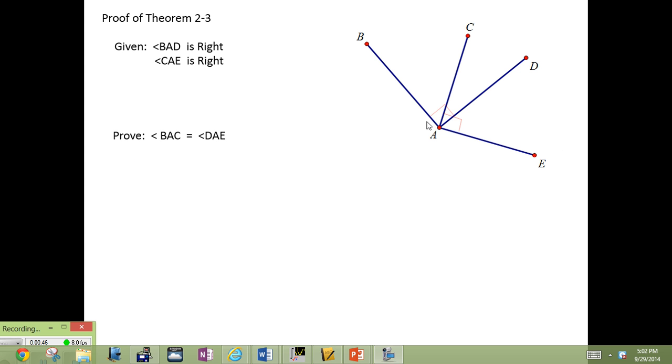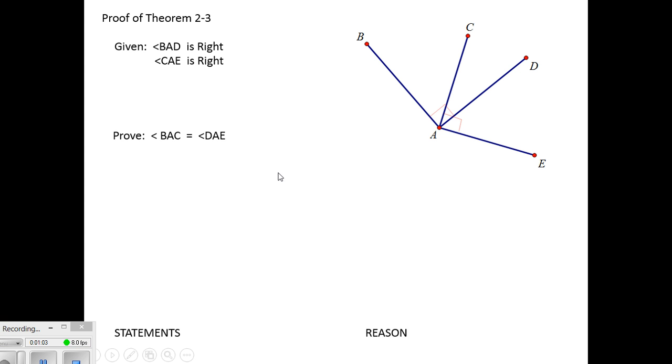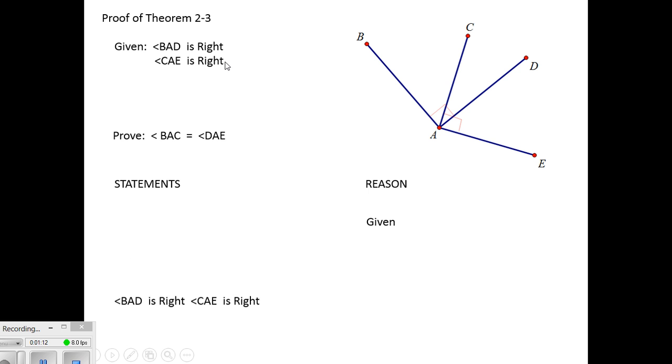So they're telling us that these two angles are right, and then they're trying to tell us that this angle BAC and this angle DAE are equal. That's what we're asked to prove. Okay? So we're going to outline step by step what we do. Any proof involves a statement column and a reason column. Okay? In this case, we're going to start with the given information.